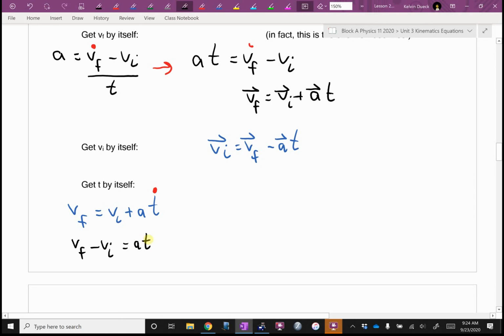Can you just imagine it there? How would I get the t by itself? How will I move the a over? What's the a doing to the t? So, divide the whole side by a, and that would be equals t, but do you mind, can I go t equals? And now I'll put my vector symbols in.